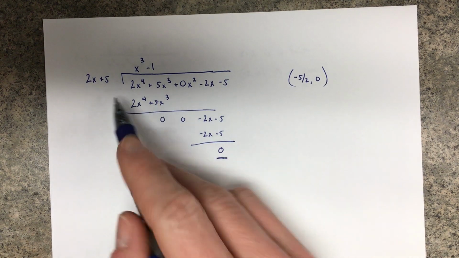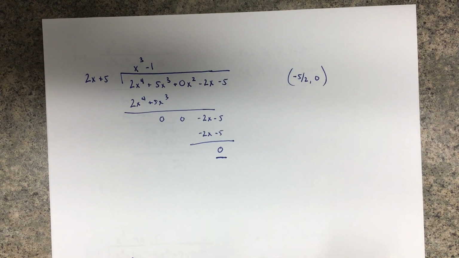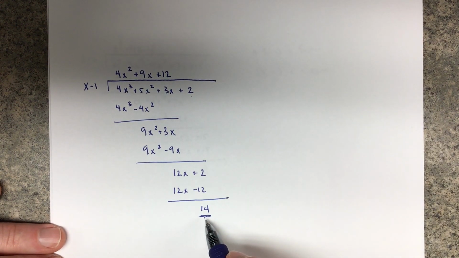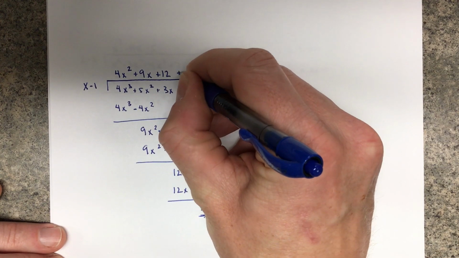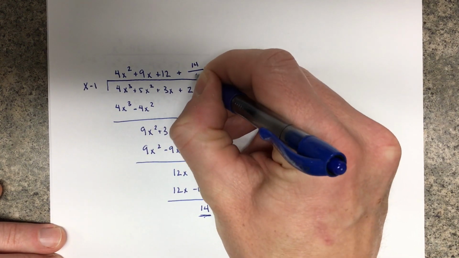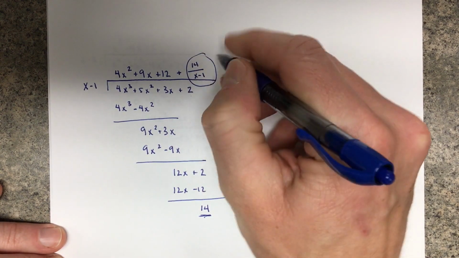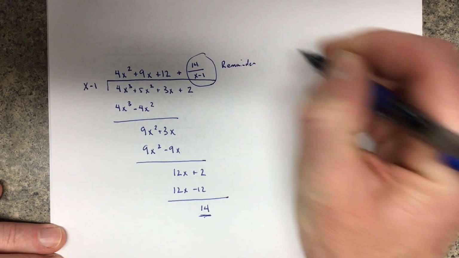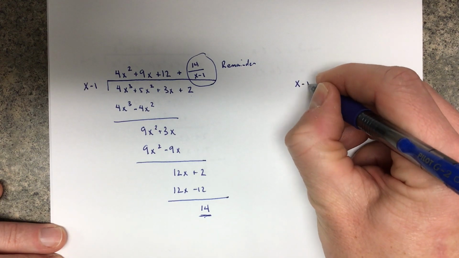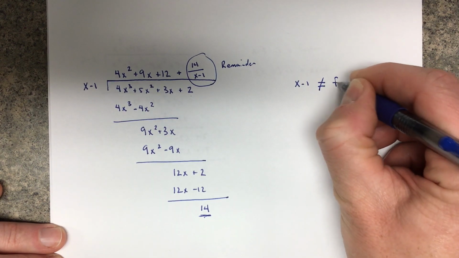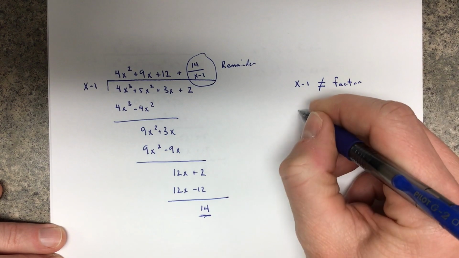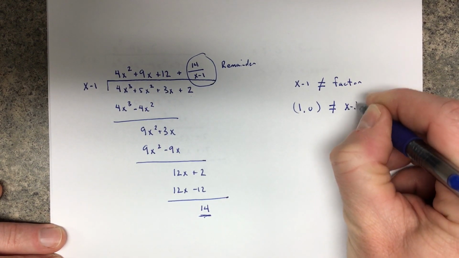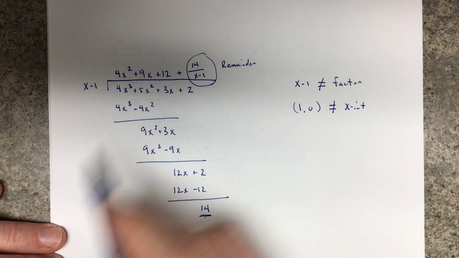If you get a 0 here, that means it divides in evenly, right? It means it is a multiple. If you don't get 0, which you didn't here, then you get a remainder. So then you have to say plus 14 over x minus 1. That's our remainder term. And since you got a remainder, it means that x minus 1 is not a factor. And it also means that 1 comma 0 is not an x-intercept for this function, for the graph.